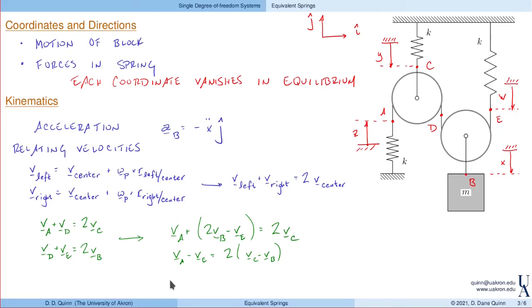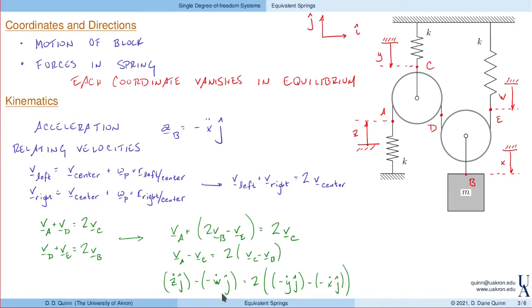Well, the velocity of A was Z dot in the J direction. The velocity of E, that's minus W dot in the J direction. The velocity of C was minus Y dot in the J direction. And then the velocity of B is minus X dot in the J direction.